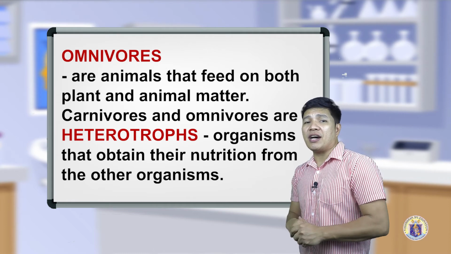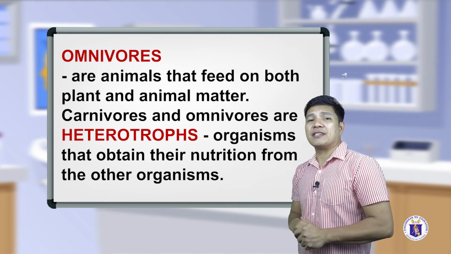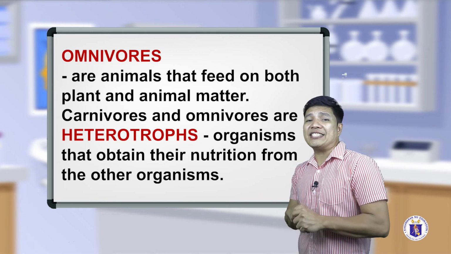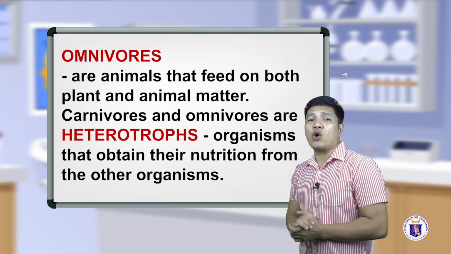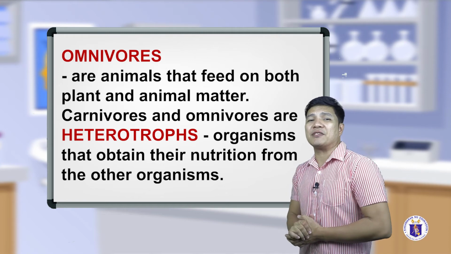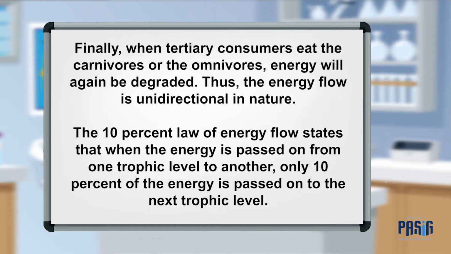Carnivores and omnivores are heterotrophs. Heterotrophs are organisms that obtain their nutrients or nutrition from other organisms. Finally, when tertiary consumers eat the carnivores or the omnivores, energy will again be degraded. Thus, the energy flow is unidirectional in nature.